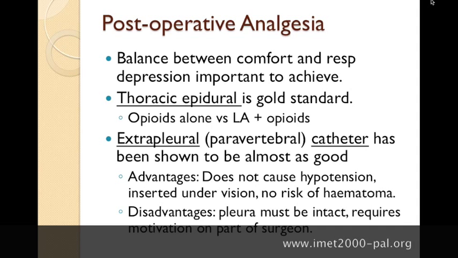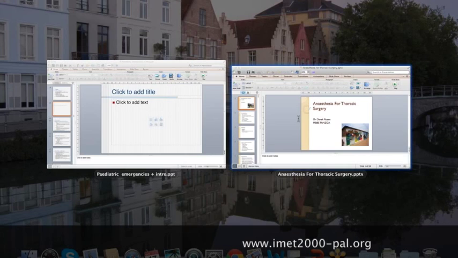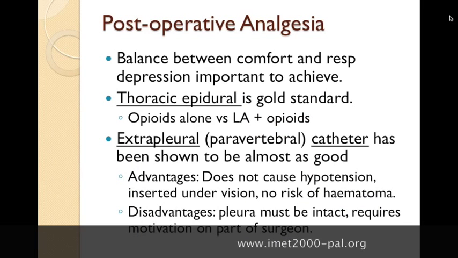The disadvantage is that the pleura must be intact, so if it's a decortication where it's all scarred and messed up, it can't be used. If it's an extrapleural pneumonectomy, there is no pleura, so you can't do it. It also requires your surgeon to be motivated and believe in the technique.